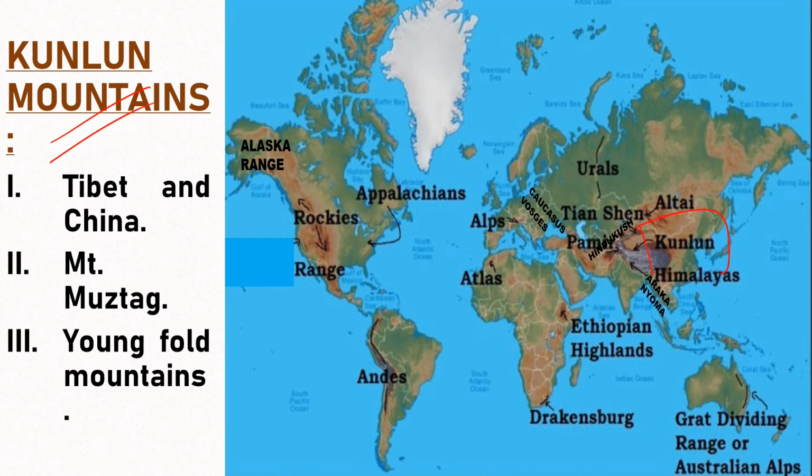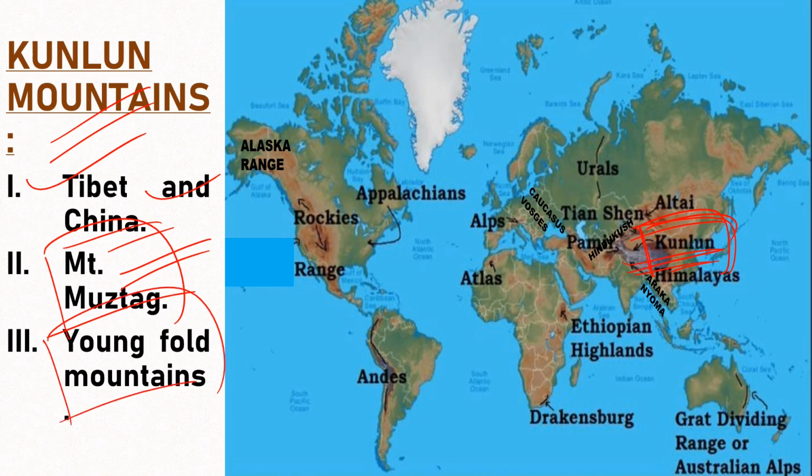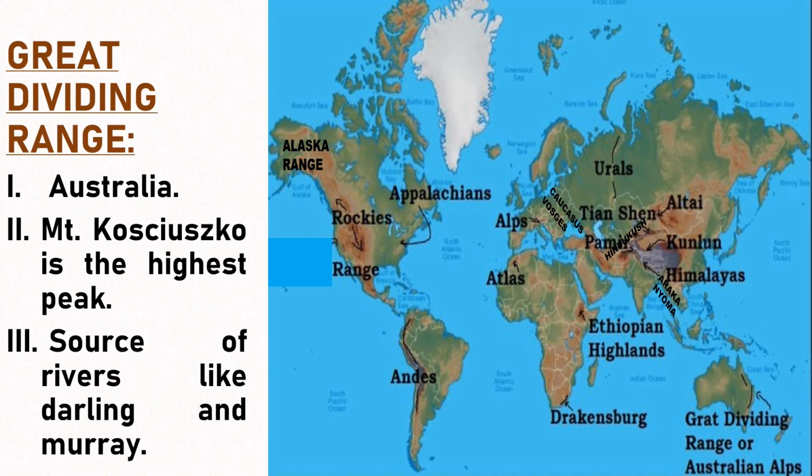Then Kunlun Mountains are located here. They are located in Tibet and China. Mount Muztagh is the highest peak of these Kunlun Mountains. Remember this information as well. They are also the young fold mountains. Kunlun Mountains are located in Tibet and China.